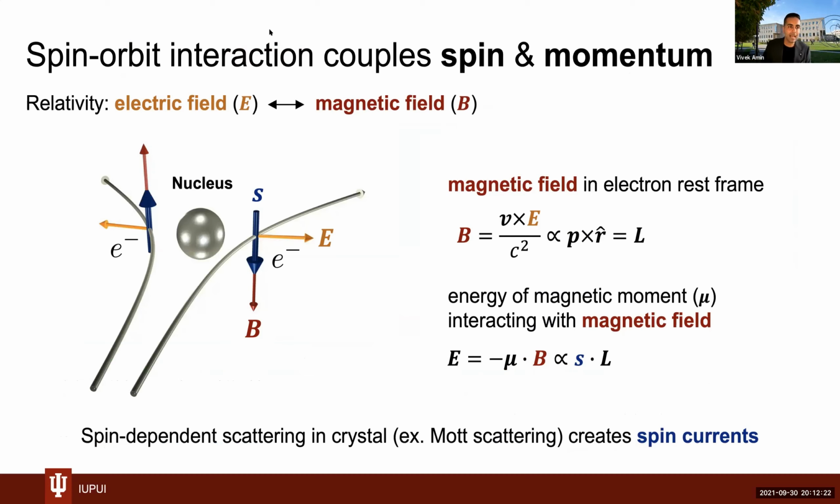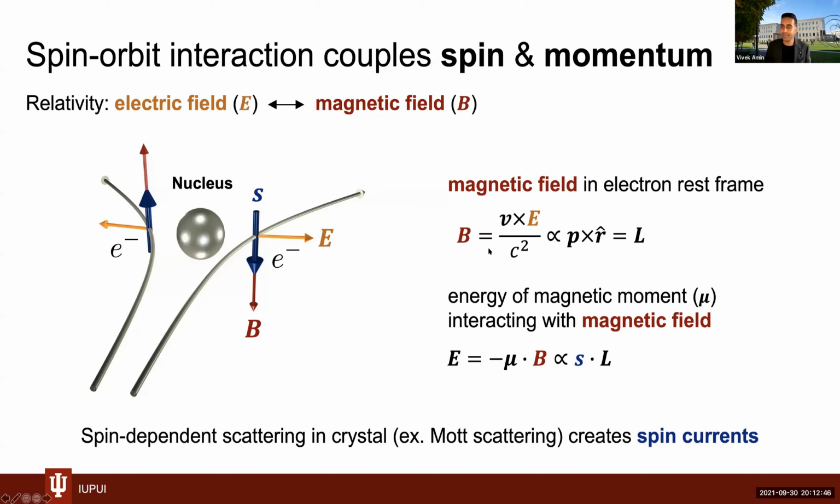For that, we need to look back at the theory of relativity. What relativity tells us is that the electric and magnetic fields are related to each other in different reference frames. For instance, if in one reference frame you see an electric field, in a moving reference frame you'll see both an electric and a magnetic field. And there's a simple textbook formula that tells us how to relate those two.